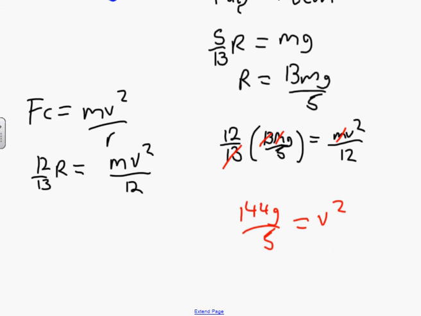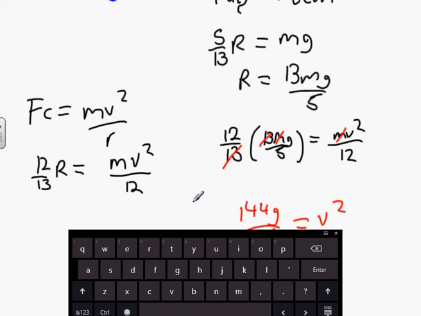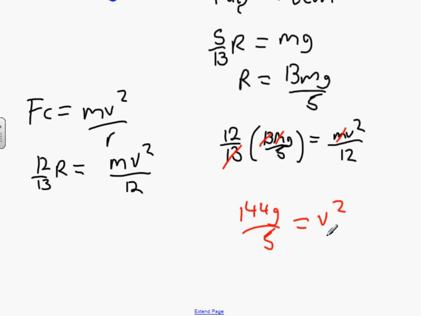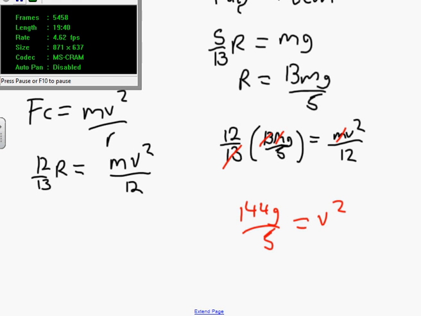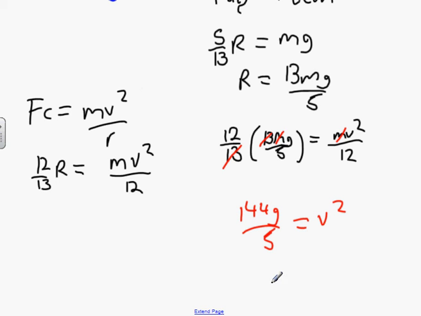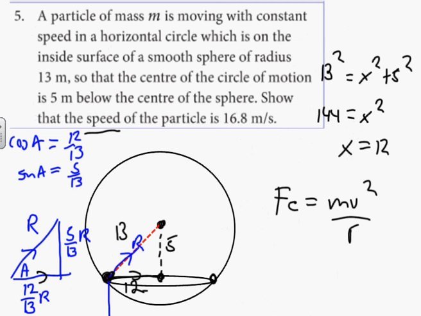So can somebody multiply 144 by 9.8 and then divide it by 5, and square root the answer. So somebody found that out to be v equals 16.8 m s to the minus 1. Done that question, we're in business, let's move on. Okay.